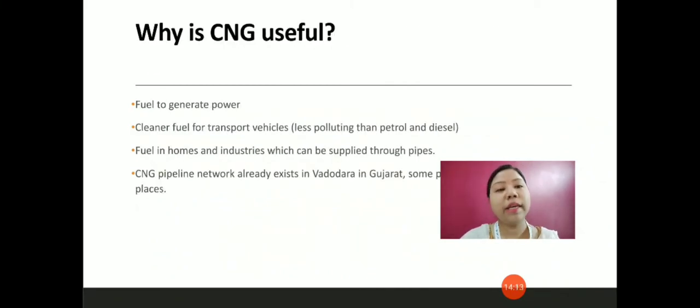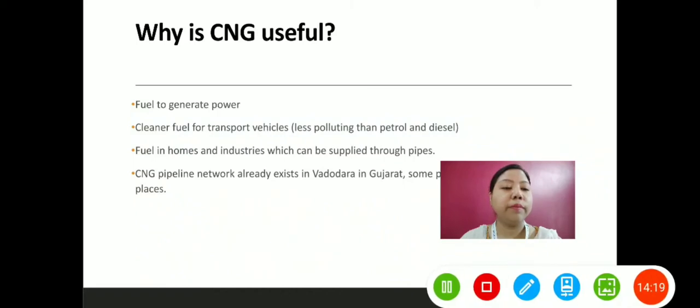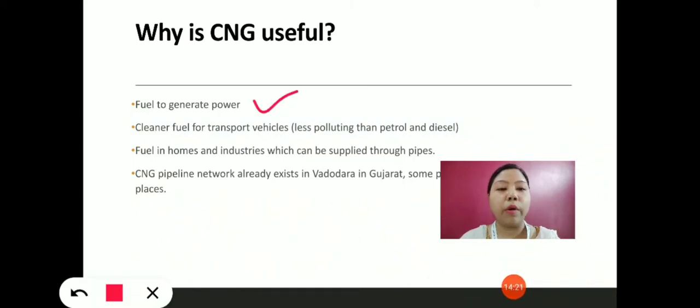Now, why is CNG useful? Uses of CNG are many. It is used as fuel to generate power. Then it is a cleaner fuel for transport vehicles. It causes less pollution than petrol and diesel. It is a fuel in homes and industries which can be supplied through pipes, and CNG pipelines already exist in Vadodara in Gujarat and some other parts of India.